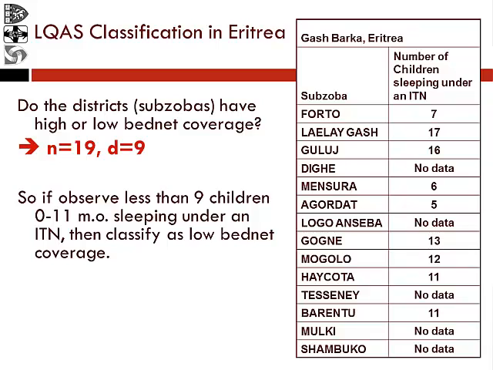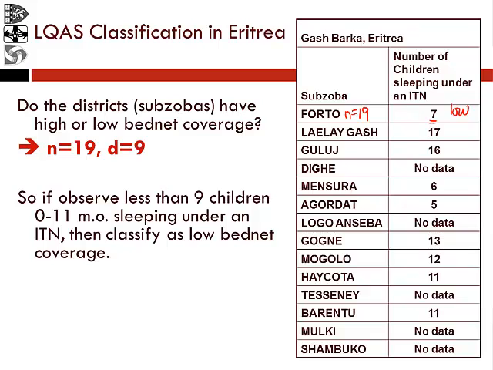So here's a study where we actually looked at bed net coverage. It was in Eritrea. And in each of these areas, I sampled 19 children, and I looked at the number of children sleeping under a bed net. So in Forto, I sampled 19, and I observed 7 children sleeping under the bed net. I compare that 7 to 9, and it's less than 9, so I say it is low bed net coverage.